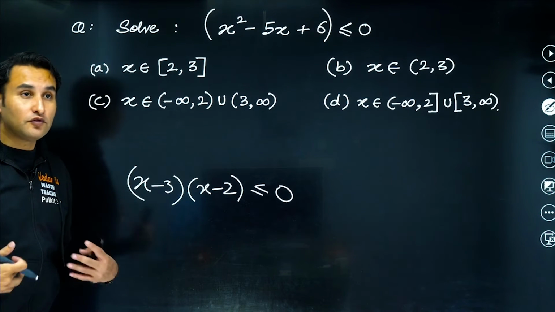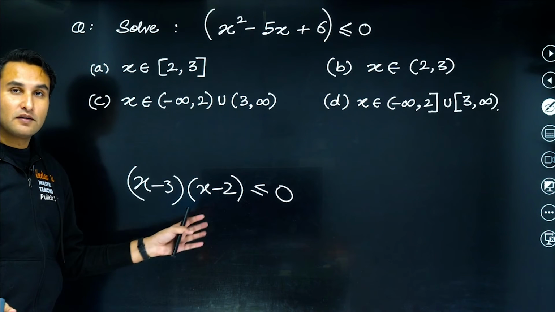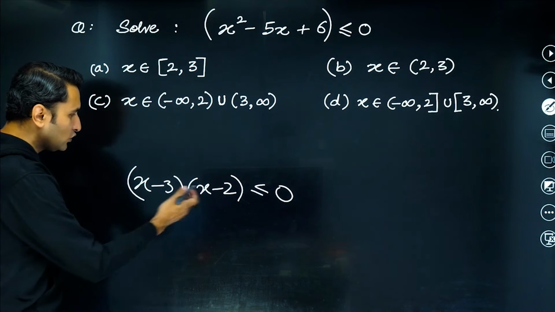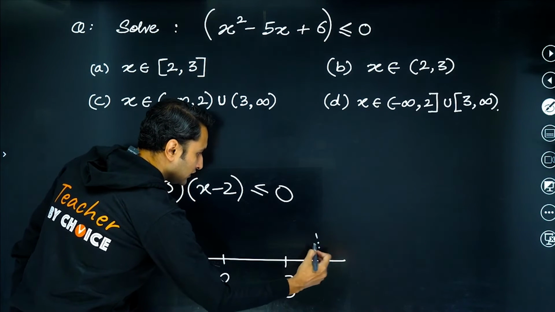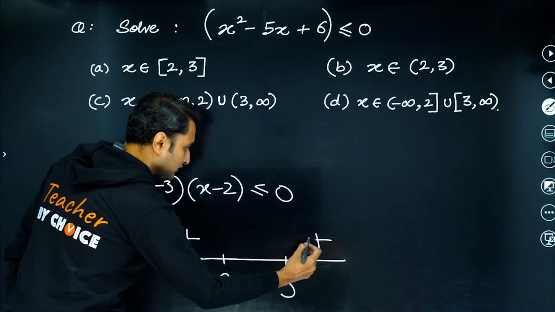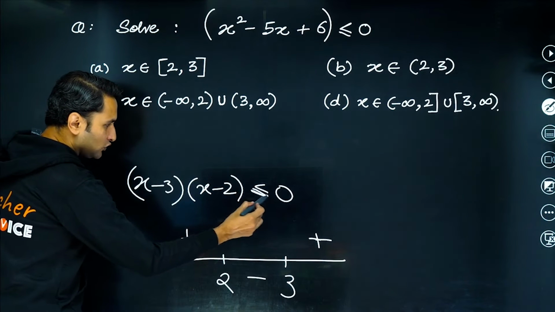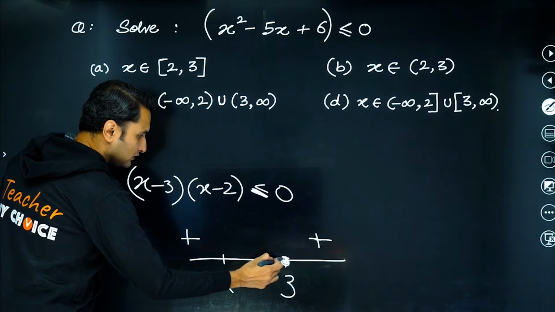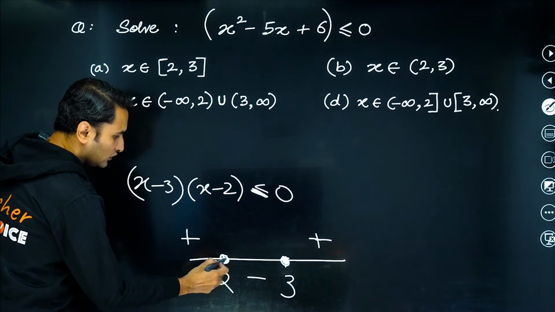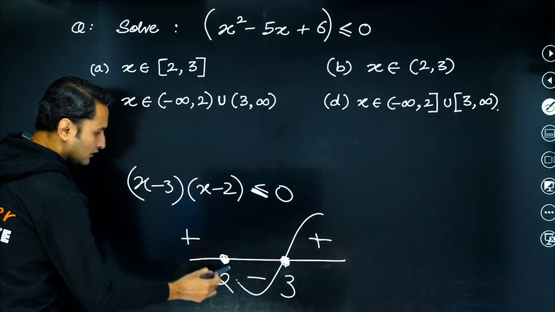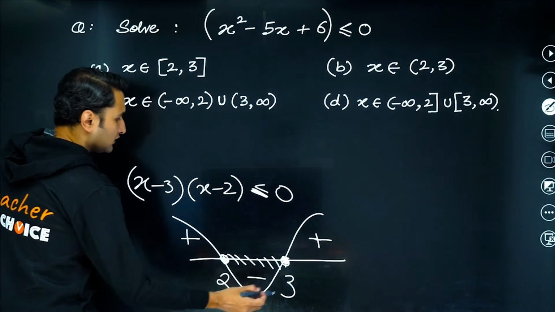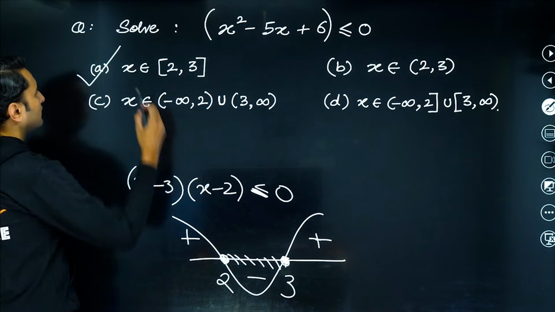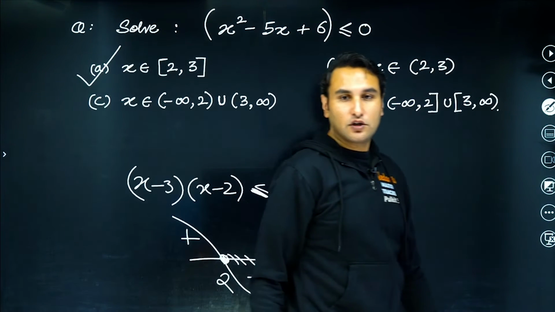Do I need a wavy curve? No. Between the roots. What are the roots? 2 and 3. Plus, minus, plus. Because of the equal to 0, include 3, include 2. So what's your answer? Between 2 and 3, closed.